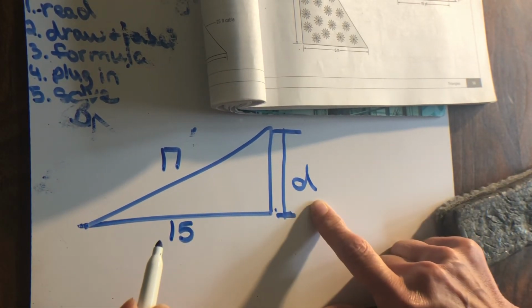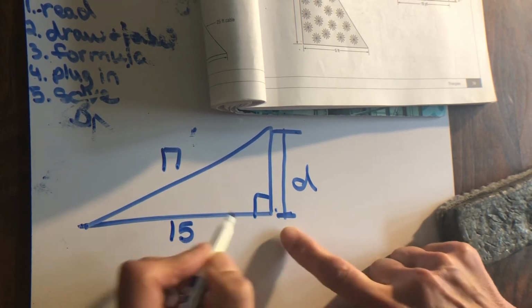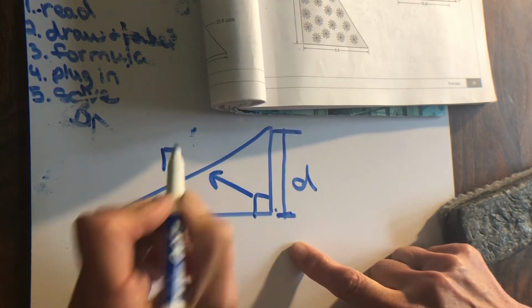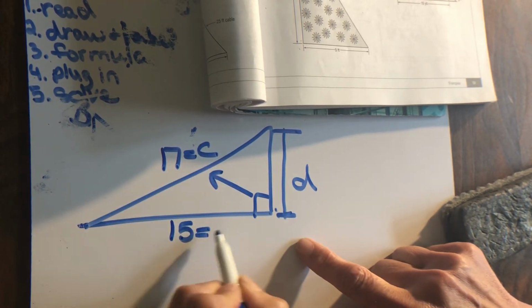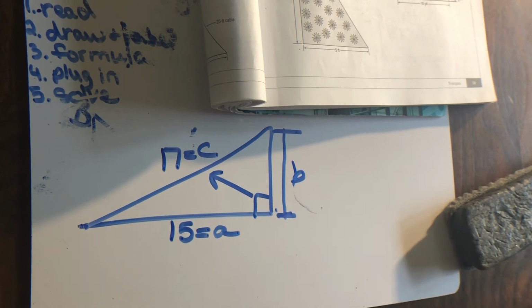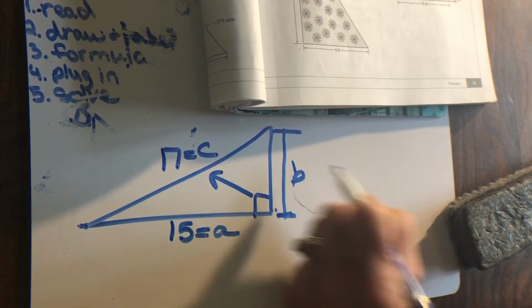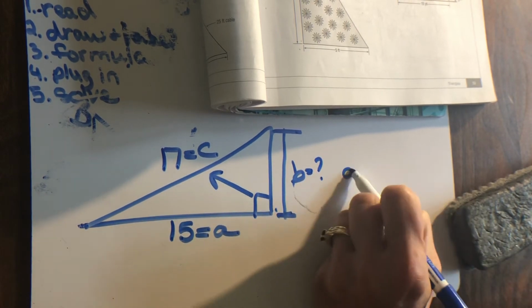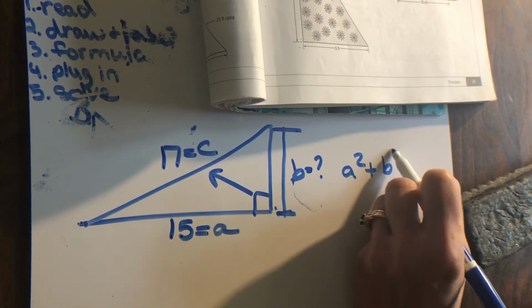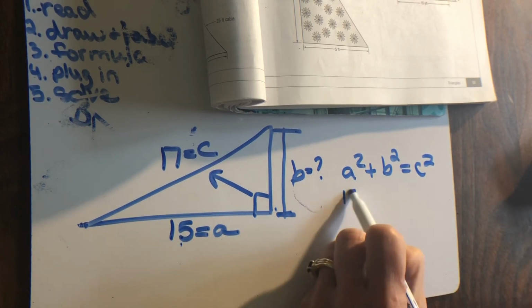Well, I'm not going to call it D because I know this is Pythagorean theorem. I've got a right angle. This has got to be my hypotenuse. That's got to be C. That's got to be A. So I'm just going to call this B, and let's go solve it. So we've got it all labeled. We know what we're looking for. We write our formula. We plug our stuff in.